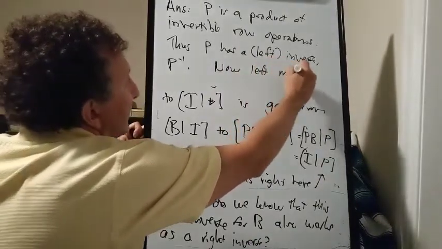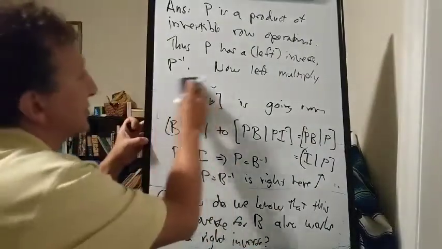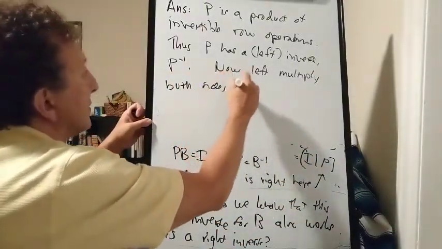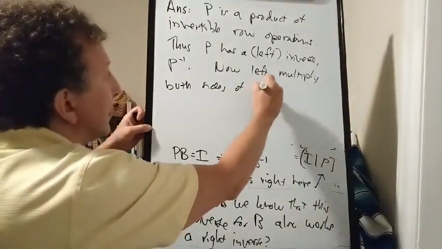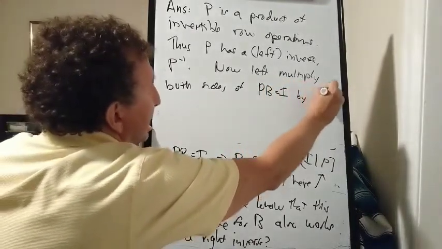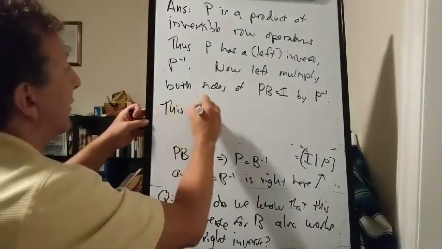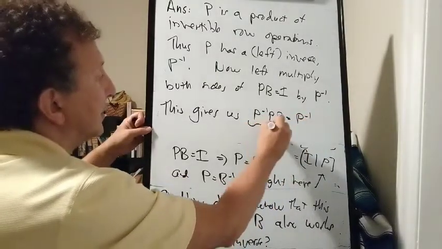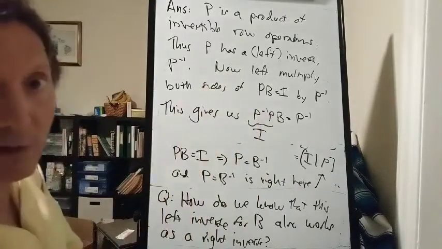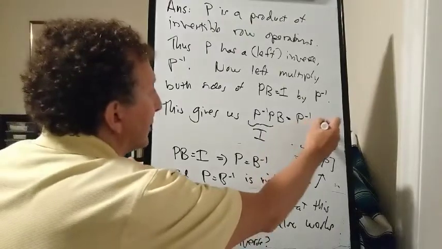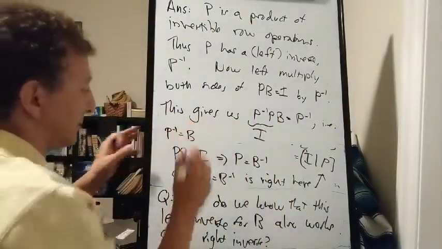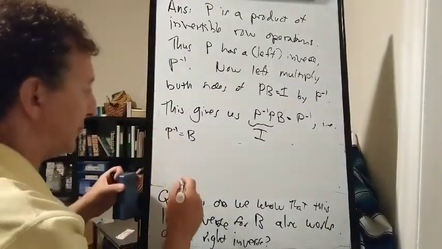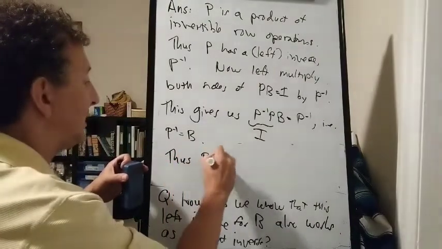Now let's left multiply both sides of the equation PB equals I by this inverse, P inverse. This gives us P inverse PB equals P inverse. P inverse P is just the identity. P inverse is the matrix that undoes left multiplication by P. So that is that P inverse is B. If P inverse is B, that means we can multiply P on the left by B to get the identity. So that means that BP equals I.